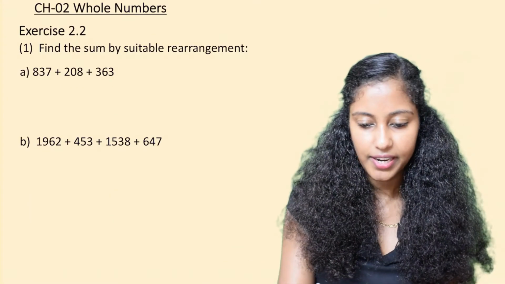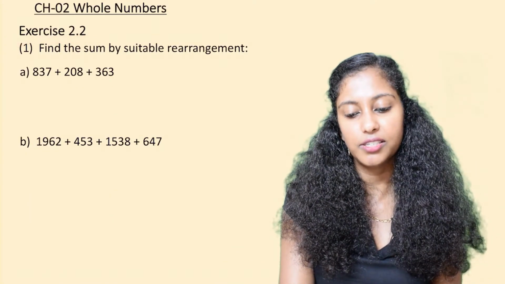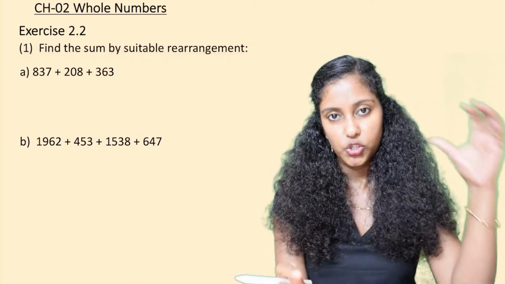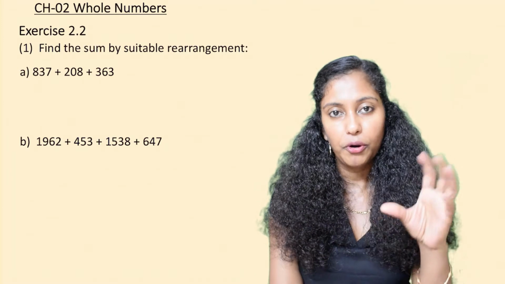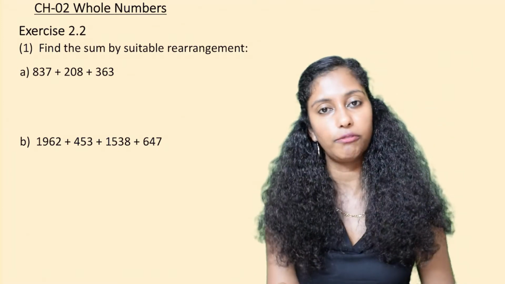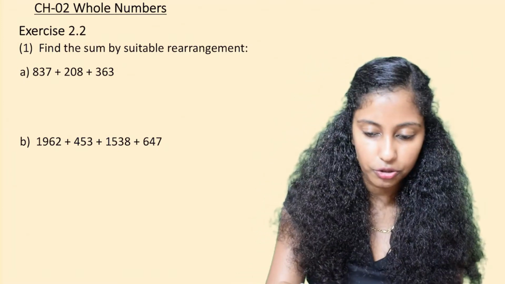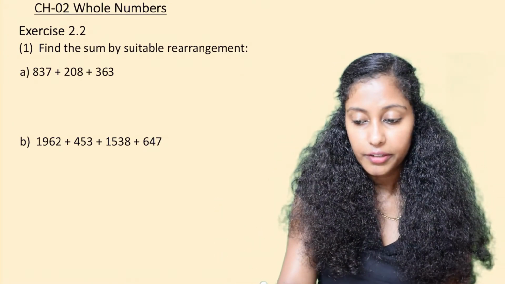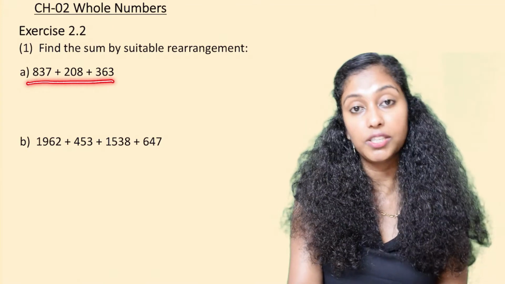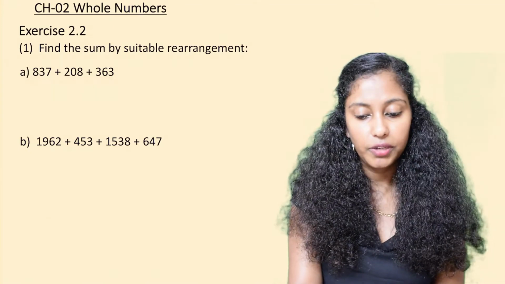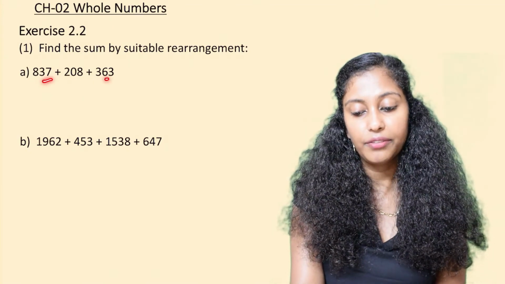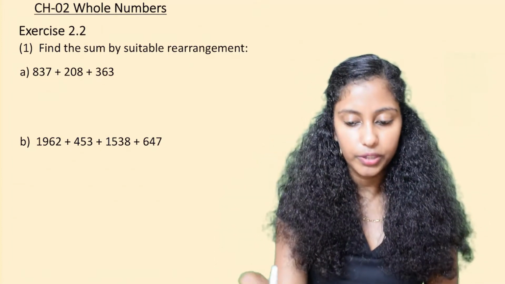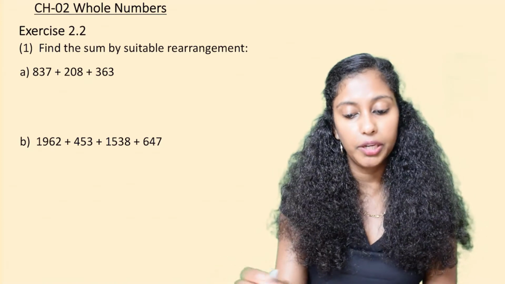So here in exercise number 2.2, they have asked us in the first part to find the sum by suitable rearrangement. Here our property of associativity of whole numbers comes into picture to make our task very easy. We see 837 plus 208 plus 363. If we add 7 and 3, we get 10, that is 0 in the units place, so we'll put both of them in one group.